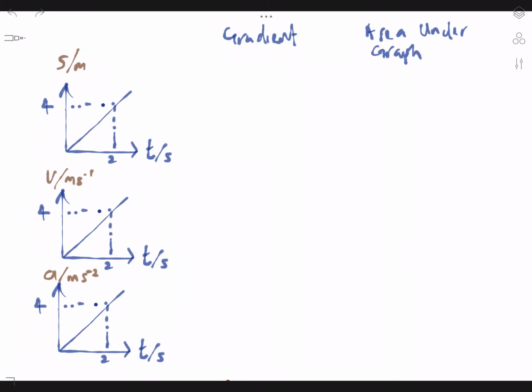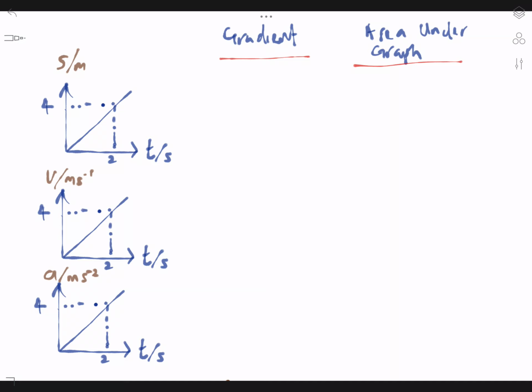You can see they are about the same, but the difference is what you can see on the y-axis here. The first graph is displacement versus time. This one is velocity versus time, and this is acceleration versus time. I'm going to look at gradient and area under the graph for each of the graphs here.